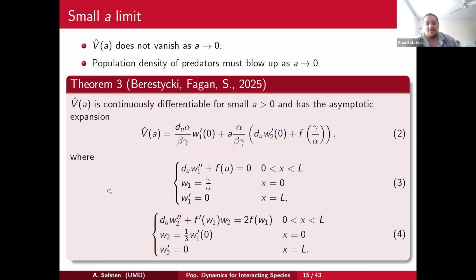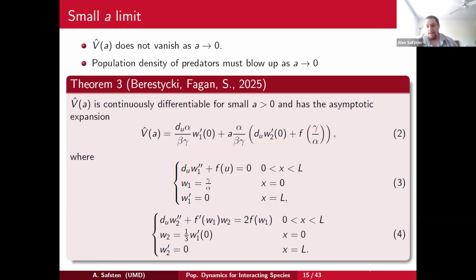So we have one more analytic result, which is that this v hat curve, the average total population curve, is continuously differentiable for small A, and it has the following asymptotic expansion. We have a constant term, and then a linear term, and then of course plus order A squared. The coefficients of the constant and linear terms have derivatives in them, the derivatives of W1 and W2 at zero, where W1 and W2 solve those given PDEs.